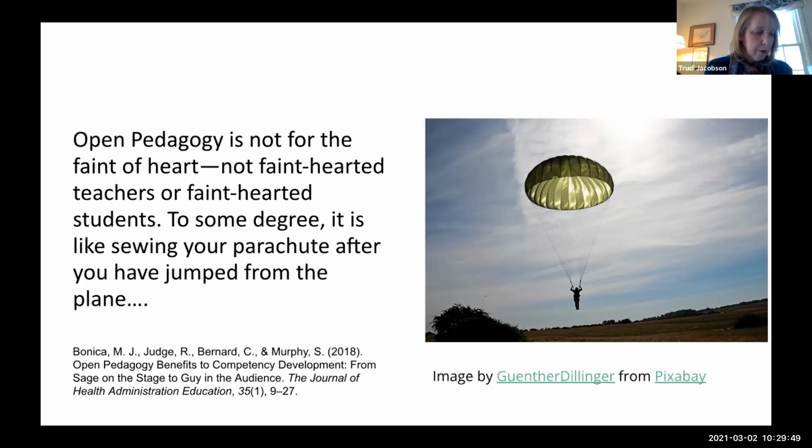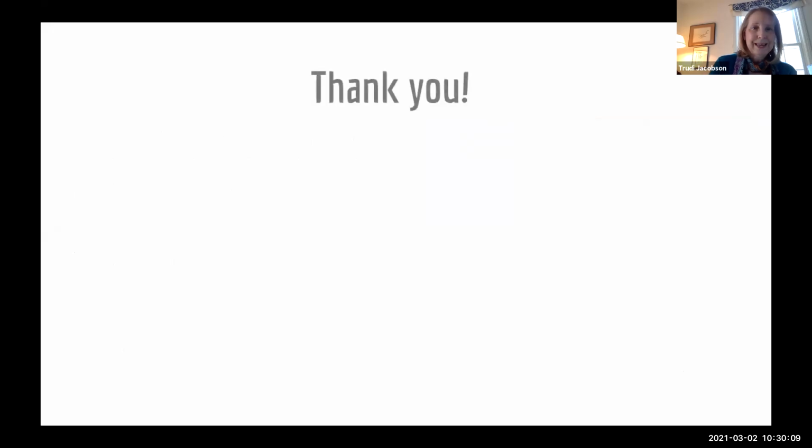In order to empower them, you have to trust them and make yourself vulnerable. Open pedagogy only works if you are all falling through space and all sewing the parachute together. But what an amazing feeling when the parachute snaps open and you see the world like you never have before.